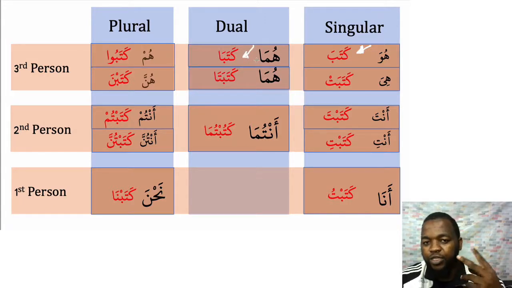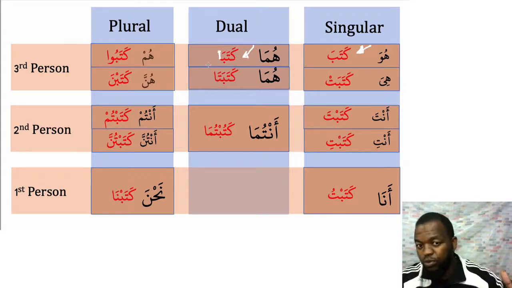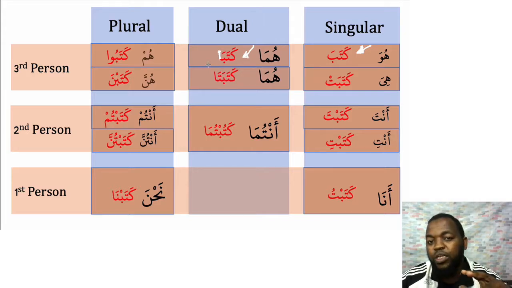Kataba means he wrote. Where is the subject? It's here. This alif here means they two wrote. They two here means two men, or one man and one woman, not two women. For two women, it is down here.